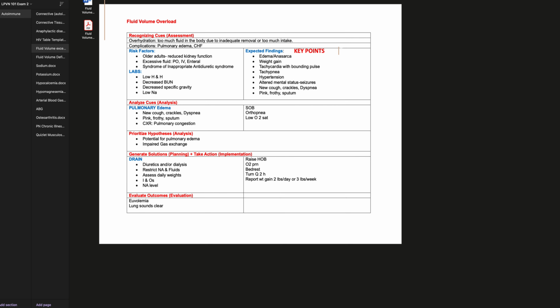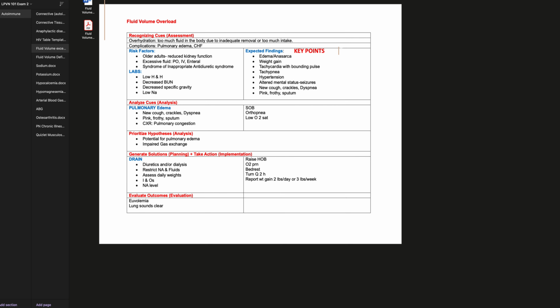Anytime somebody has a new cough, you have to think to yourself, an older adult especially, that they may be developing CHF or they may be developing pulmonary edema. That's one of the early signs. They may have crackles in their lungs and dyspnea. Pink frothy sputum always means pulmonary edema. There could be different causes, but if somebody has pink or frothy sputum, think pulmonary edema. So you need to know those are signs and symptoms.